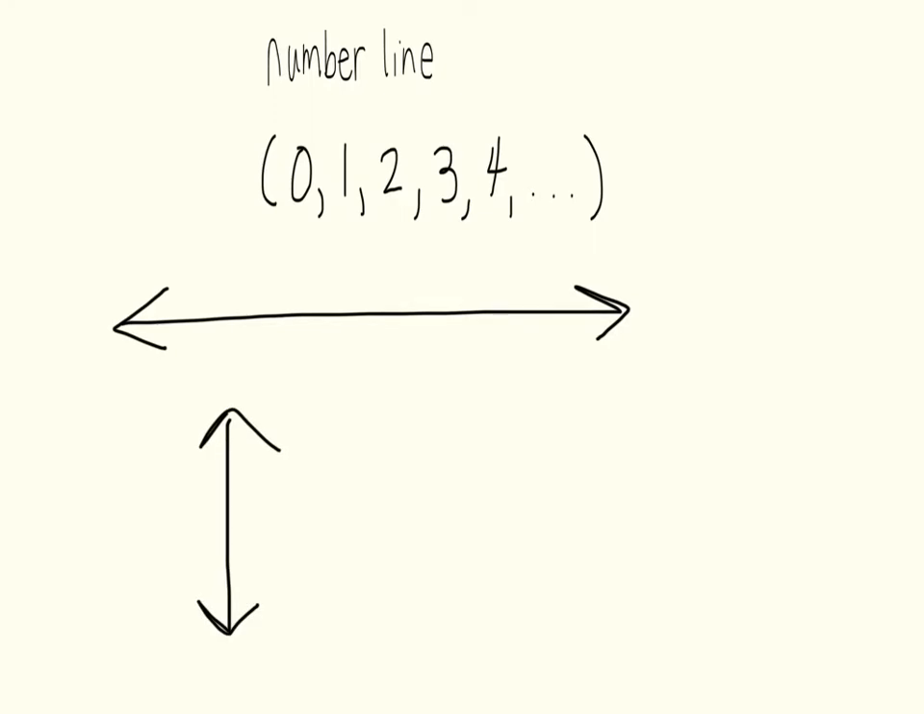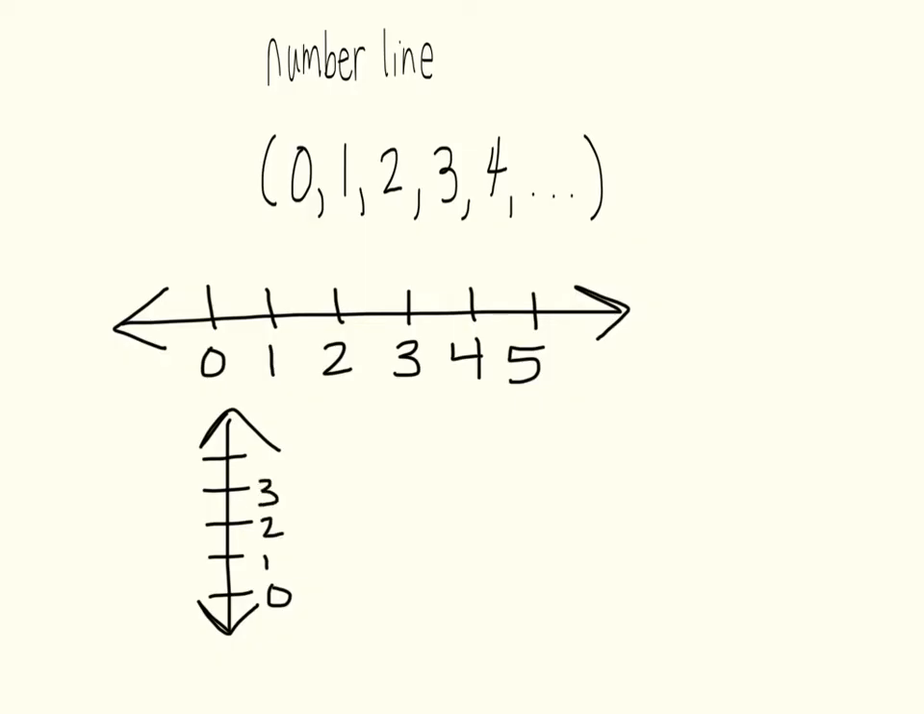In our horizontal number line, smallest numbers will always be to the left. So the lesser numbers will always be to the left of the greater numbers. On a vertical number line, lesser numbers are at the bottom. So a lesser number will always be below a greater number.